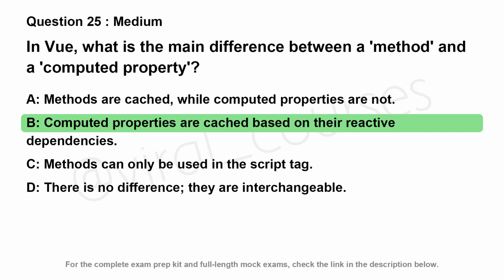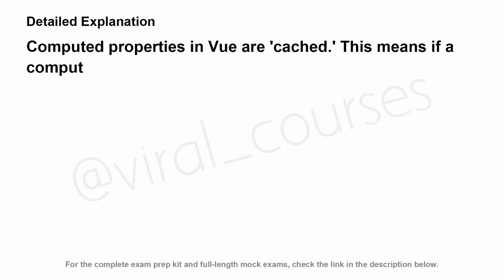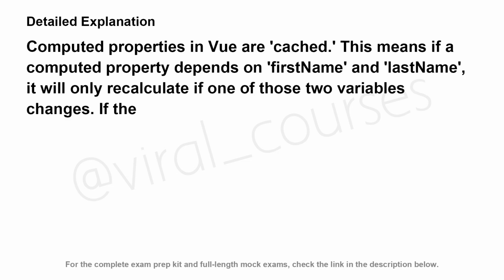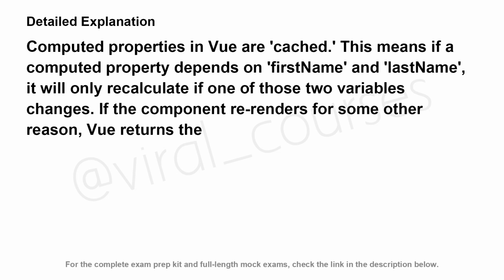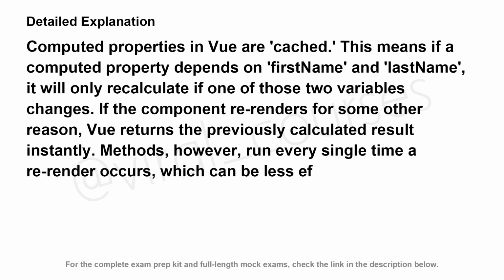The correct answer is B. Computed properties in Vue are cached. This means if a computed property depends on first name and last name, it will only recalculate if one of those two variables changes. If the component re-renders for some other reason, Vue returns the previously calculated result instantly. Methods, however, run every single time a re-render occurs, which can be less efficient for heavy logic.